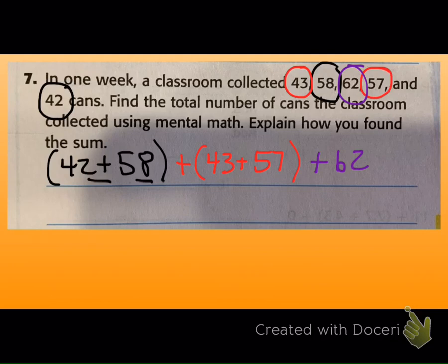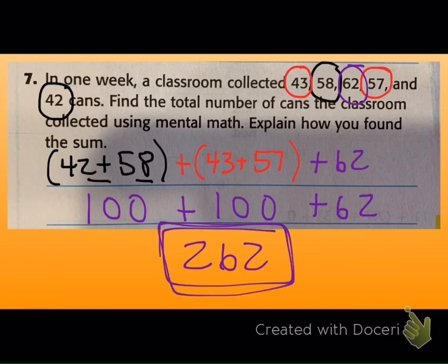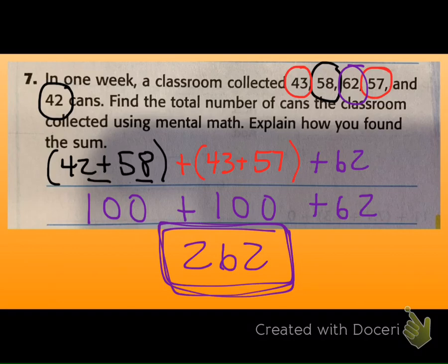So 42 and 58, oh, that's 100. That's a super friendly number. 43 and 57, that's another 100. That's another super friendly number. Can I take 200 plus 62 and do that in my head? Of course I can. That's 262, isn't it? That is very simple once I reorder those numbers using our associative and our commutative properties.